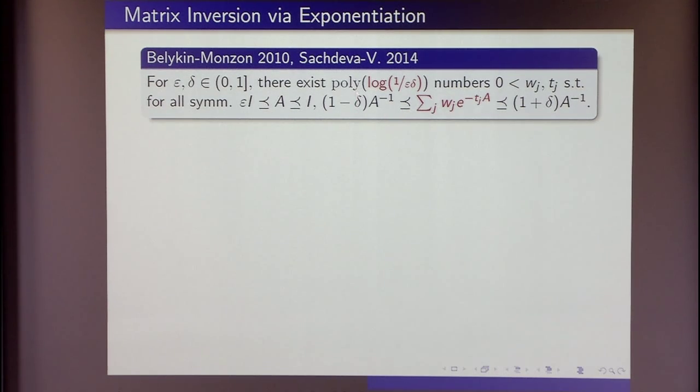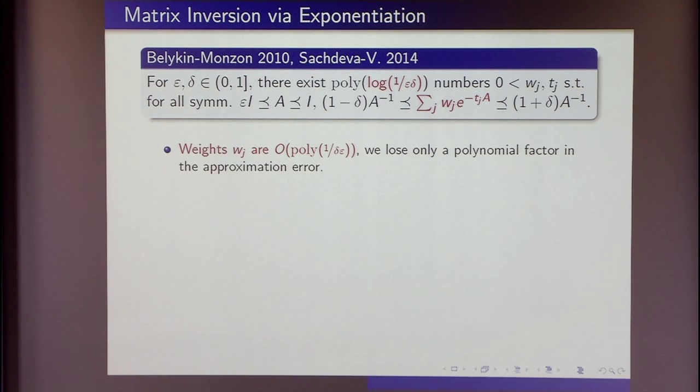So one could write A inverse as essentially a sum of matrix exponentials, where the number of terms in this is polylogarithmic in 1 over epsilon delta. So the log is very important. This log essentially implies that the number of calls to the exponential solver when you want to do Laplacian solving would be polylogarithmic. And the weights are not too large, so the error can be controlled.